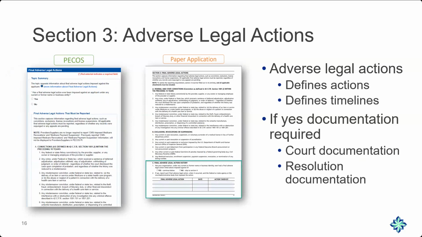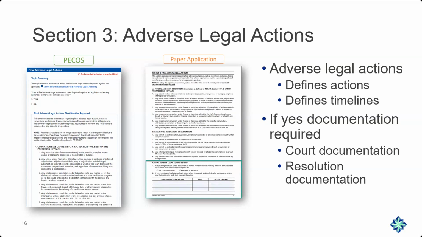Section 3 is going to be the adverse legal action, and this is of the entity that is enrolling. So Section 2A, the clinic, the supplier, the organization that is enrolling, we need to know if they have any adverse legal actions, those actions and the timelines. So for instance, if there's a felony that's been committed by that entity in the last 10 years, that's an example of a timeline that you'll see in the instructions.